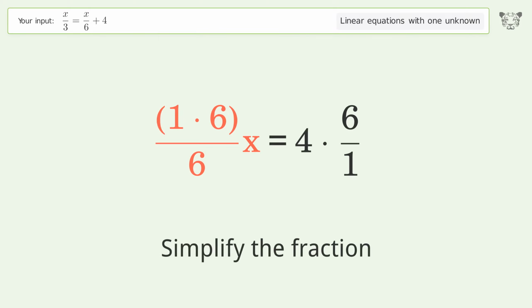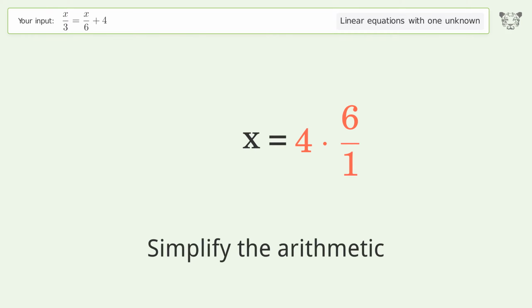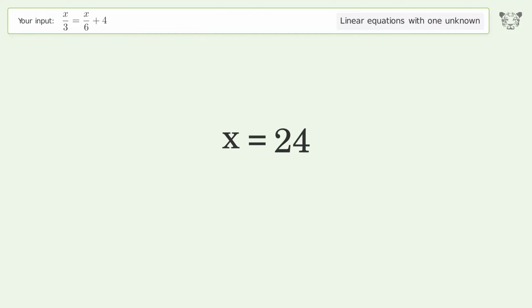Simplify the fraction. Simplify the arithmetic. And so the final result is x equals 24.